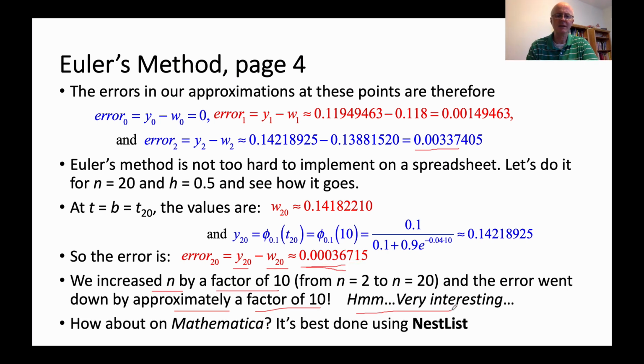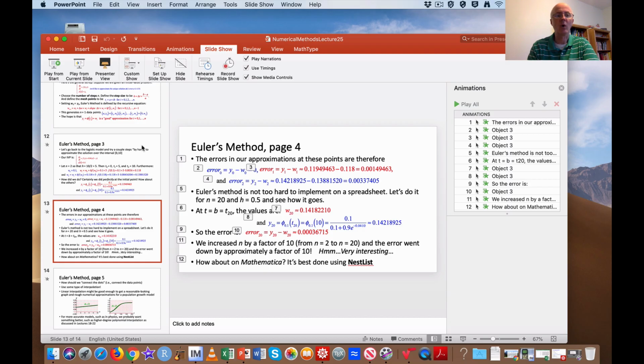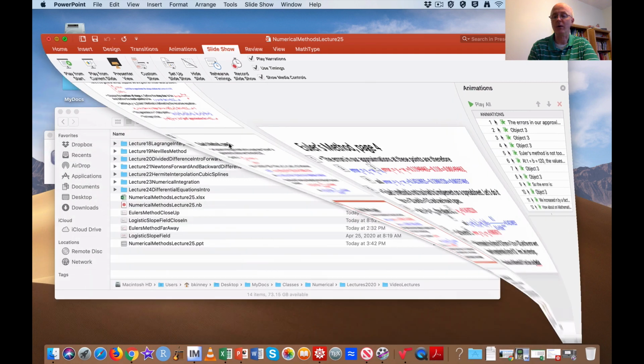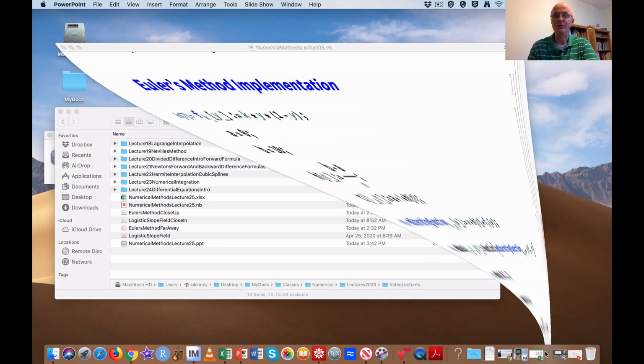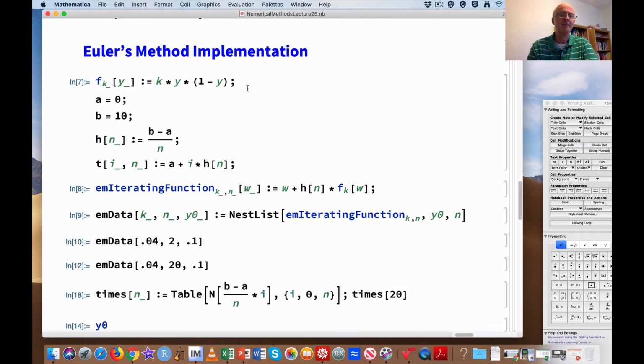Can this be implemented on Mathematica? Yes, but it is trickier. It's best done using a built-in Mathematica function called NestList that I'm going to show you how to use right now. There's one more slide in the PowerPoint after this. You may want to go forward to that if you're not interested in the Mathematica. Hopefully it's of interest to you even if you don't know Mathematica. Don't worry about the details.